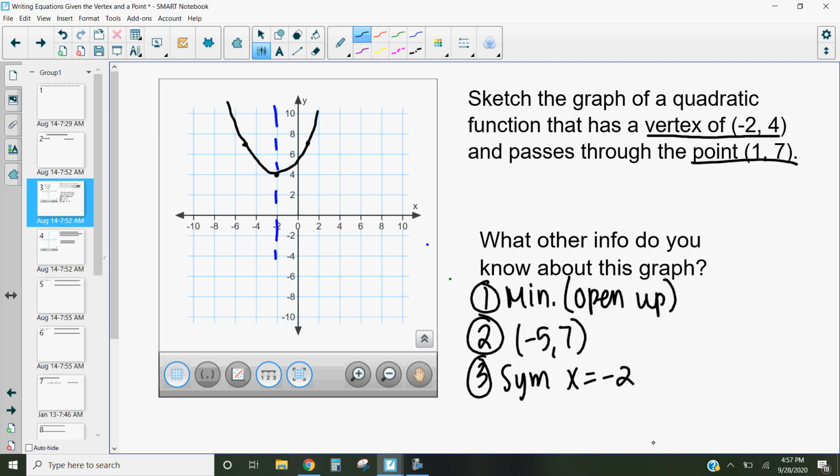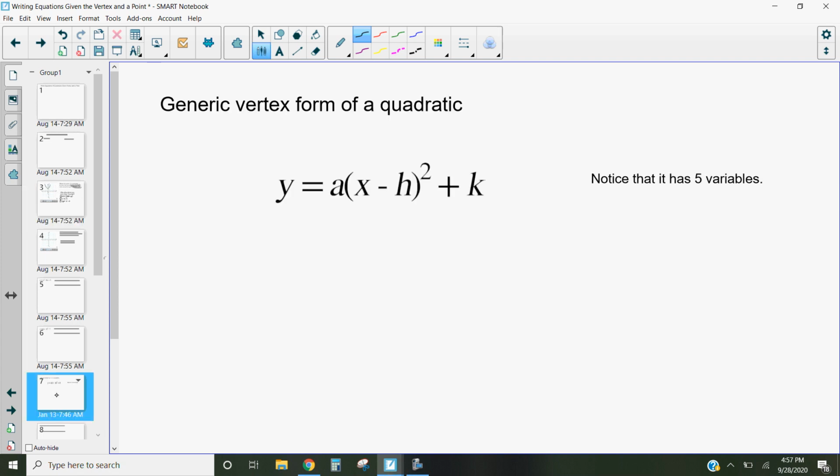So what we're going to do with this information, when we're given a vertex and a point, notice how using that vertex and point, we could graph this entire function. We could figure out which direction it opened, what another point was, where it was symmetrical. We could figure all of those things out. So what we want to do is, instead of just sketching this graph, we want to take that vertex and that point and use it to write an equation. So let's take a look here at what we're going to do.